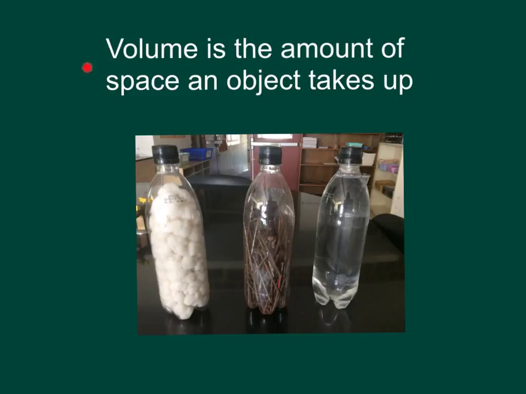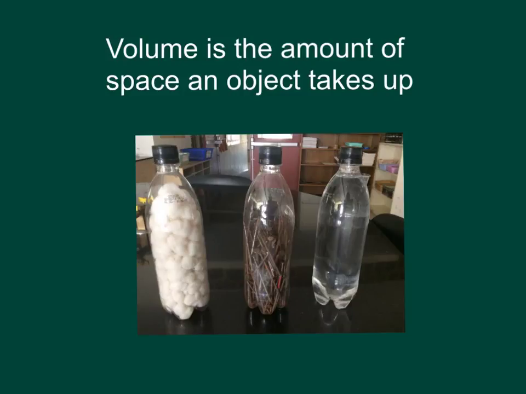Volume is the amount of space an object takes up. You may remember looking at these three bottles in class. If we look at the first bottle right here, which is filled with cotton balls, and if I was to put this bottle on the triple beam balance to measure its mass, the mass of this bottle is very less compared to the mass of the other two bottles. One of these is filled with iron nails, the other one is filled with water.